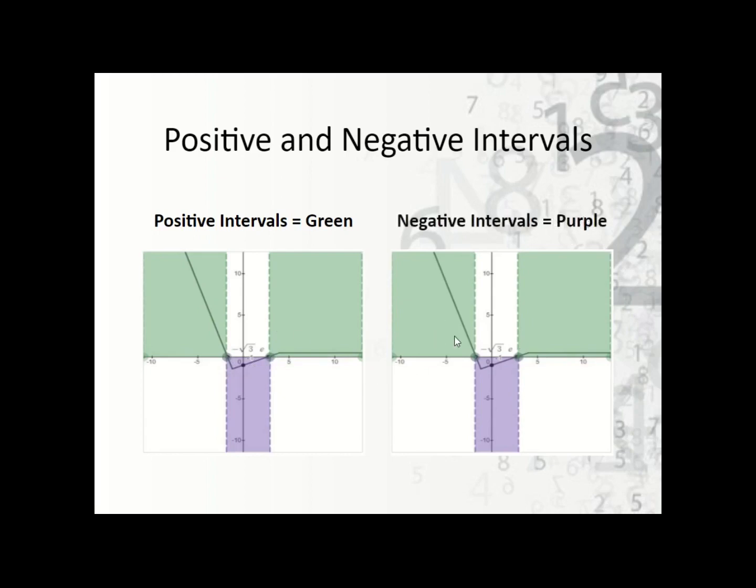The purple area would be considered the negative intervals, where it goes below the x-axis. So even though right here it changes direction and starts going back up, it's still negative until it reaches this point where it actually crosses the x-axis and starts to work above.